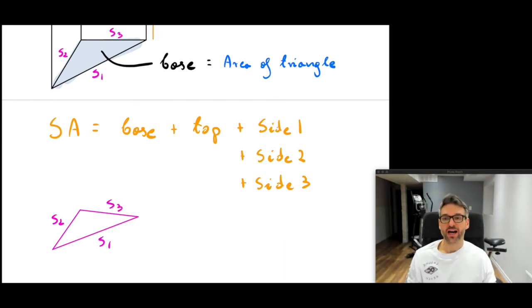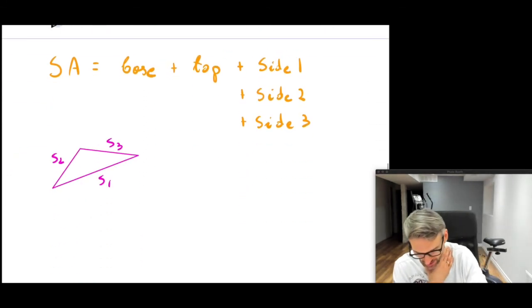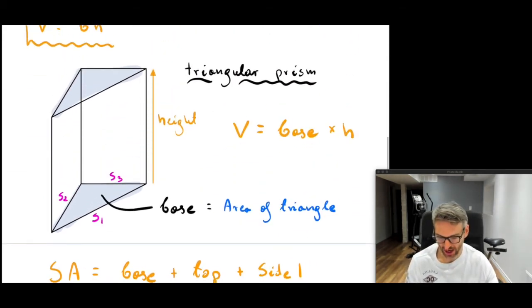So your sides are going to depend on whether they're the same. If side 1 equals side 2 equals side 3, then we basically have a congruent triangle. Everything is the same. So in that case, the sides of this triangular prism are going to have the same area.